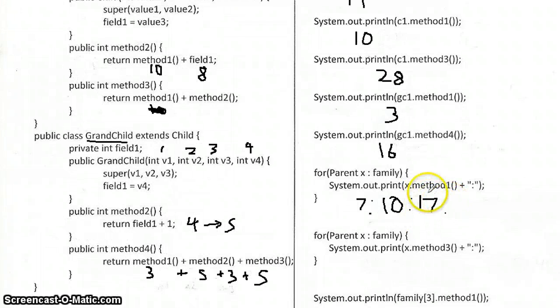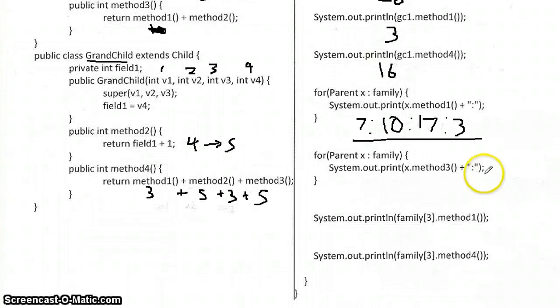And so, we already did method 1, GC1. That'll just give us a 3 right here. So this is the answer: 7, 10, 17, 3. Because this gives us a colon every single time that we run the loop.